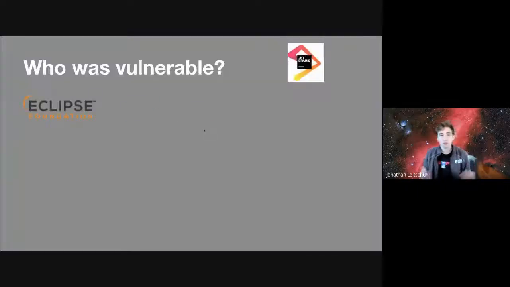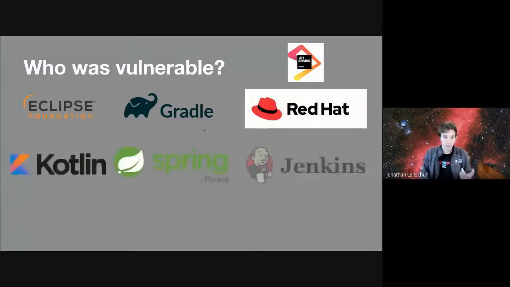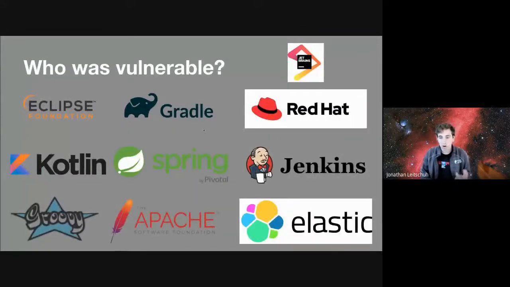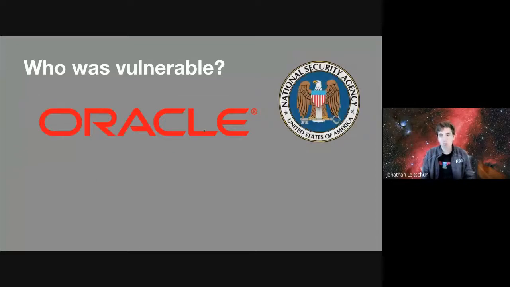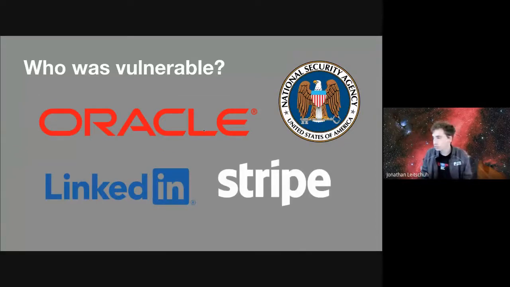Okay, good. So who's vulnerable? JetBrains, the Eclipse Foundation, Gradle, Red Hat, Kotlin, Spring, all these projects. Oracle, the National Security Agency, LinkedIn, Stripe, all of these projects had this vulnerability in their open source projects. I made a bit of bug bounty money from a couple of these companies. A lot of them didn't pay me a thing, and it was a large project.